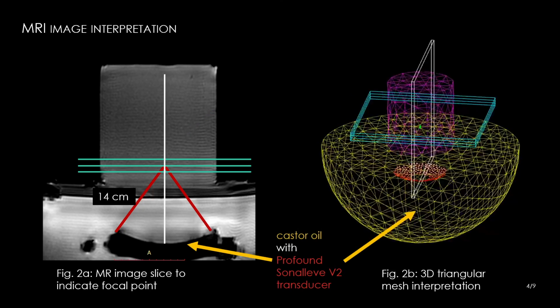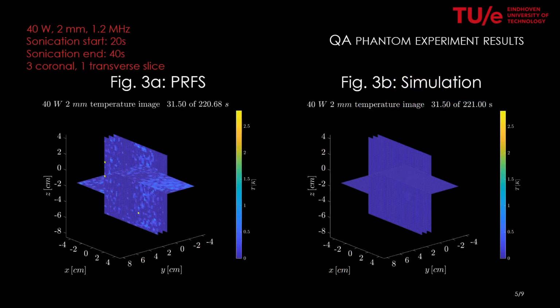Let's look at the results of the simulation. Here you can see the slices as they are placed in 3D, with PRFS and simulation side to side. The left image shows an experiment at 40 watt with a focus of 2 mm, where the sonication starts at 20 seconds and ends at 40 seconds. Experiment and simulation are next to each other in their 3D context. You may notice a heating up and cooling down period.